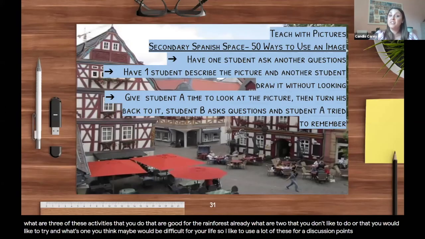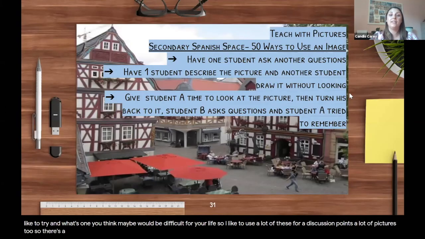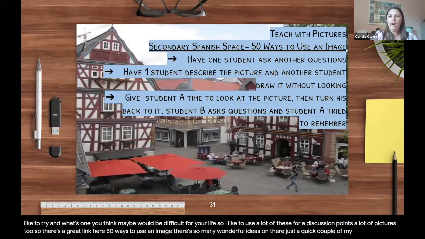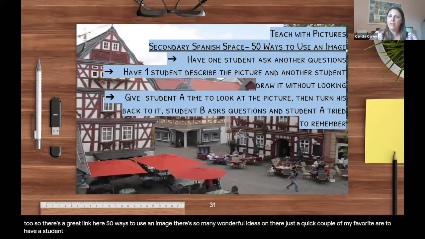I use a lot of pictures too. So there's a great link here, 50 ways to use an image. There's so many wonderful ideas on there. Just a quick couple of my favorite are to have a student ask another questions. I feel like I don't want to be the only one asking questions all the time. I want the students to practice asking questions.